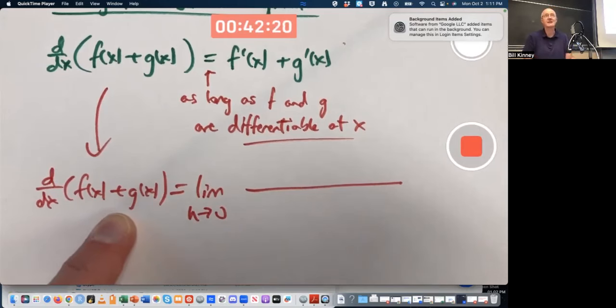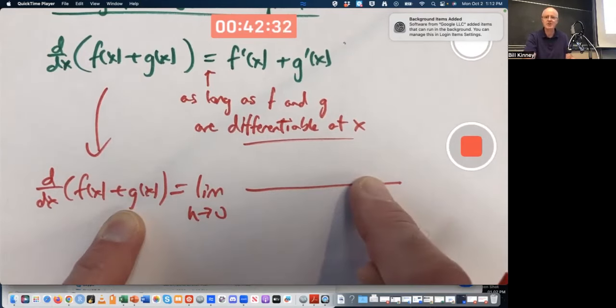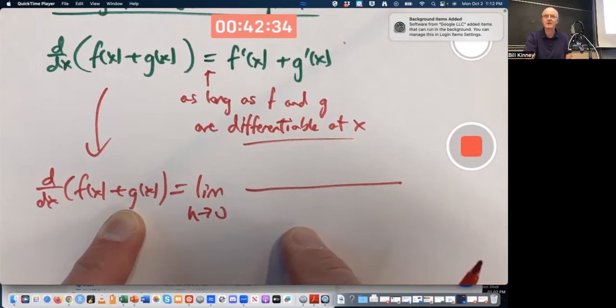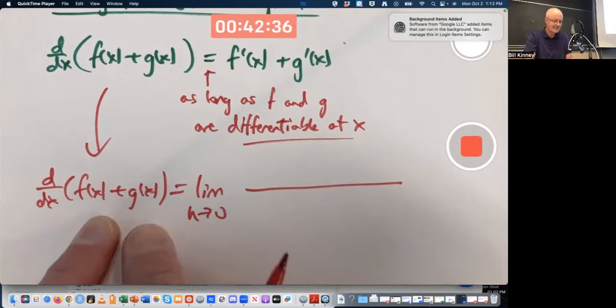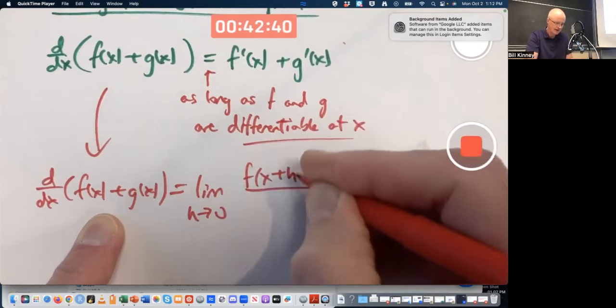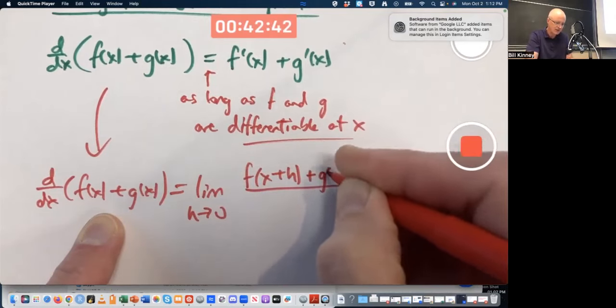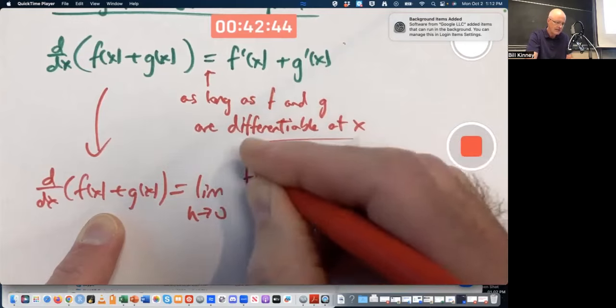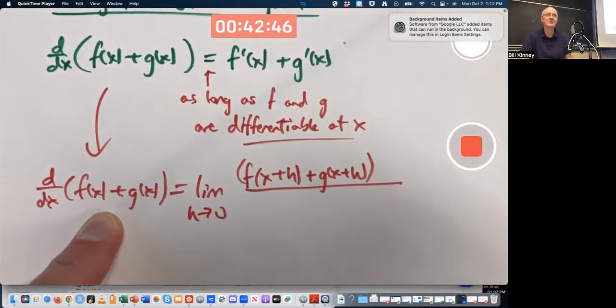I could call this h of x if I wanted to, although using the letter h would be bad since I have an h there. Okay, j of x is f of x plus g of x. And I could write j of x plus h minus j of x all divided by h. But j of x is the sum, so I might as well just write the sum. f of x plus h plus g of x plus h would be j of x plus h.